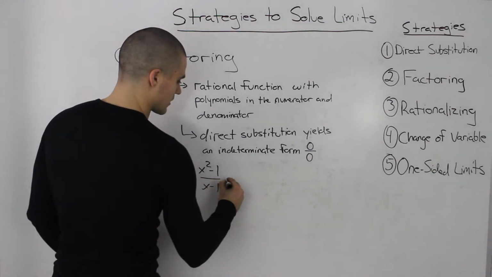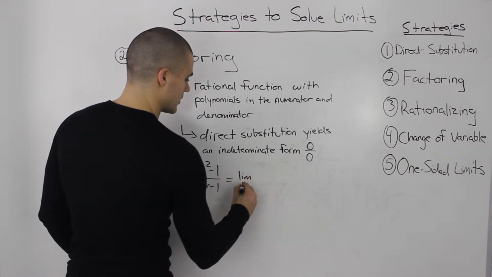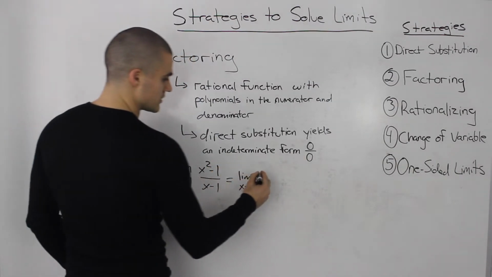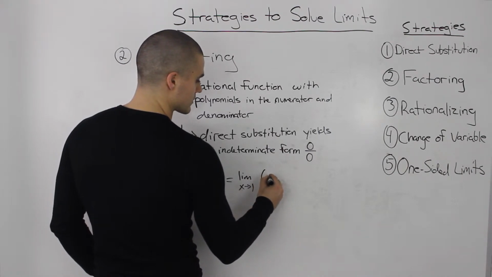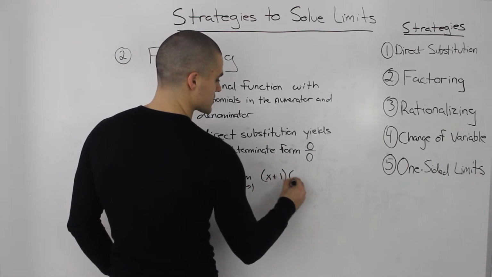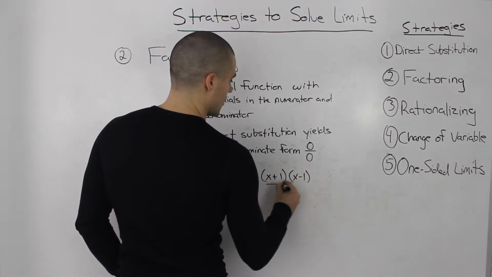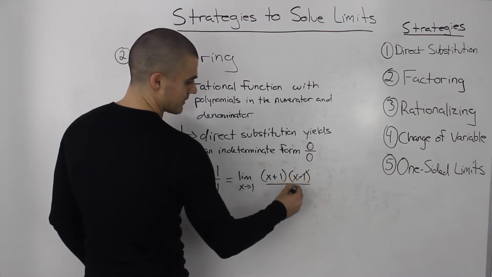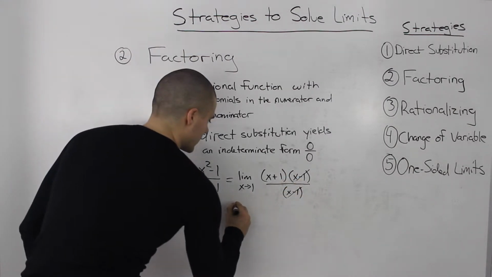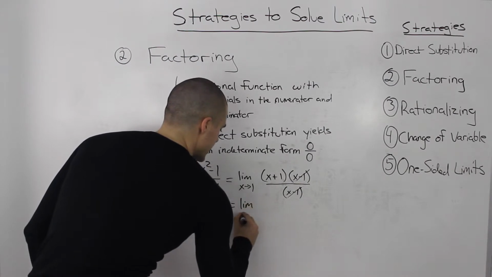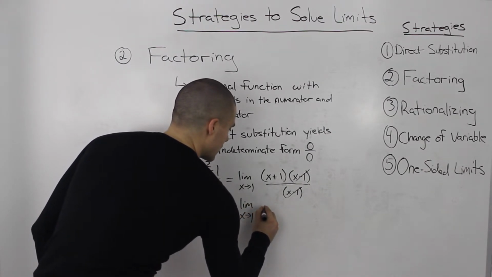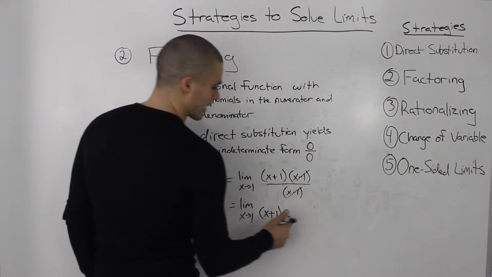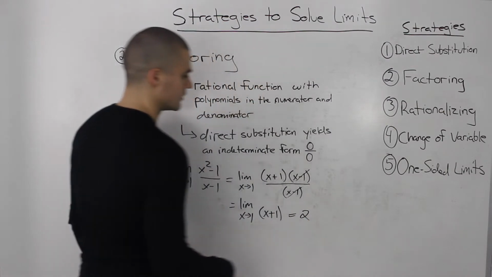So what we can do here is we can do the limit as x approaches 1. We could factor x squared minus 1, that's a difference of squares, that would factor into x plus 1, x minus 1, over x minus 1, and then the x minus 1s will cancel out, and we'll be left with the limit as x approaches 1 of x plus 1. And then we could just substitute 1 for x, so it will equal 2.